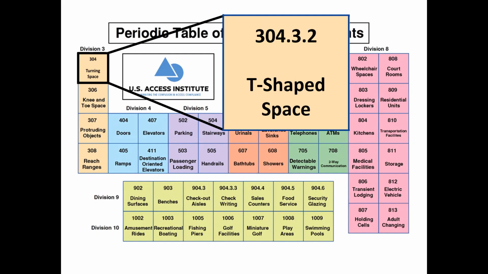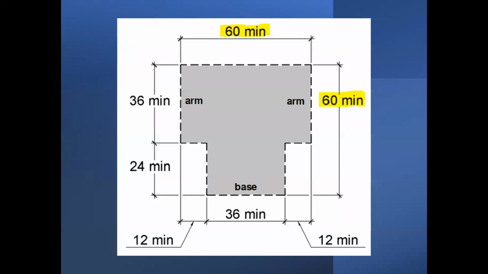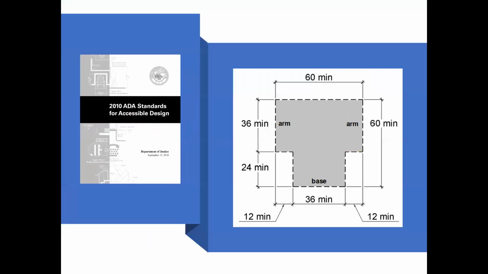Next, we go to section 304.3.2 on T-shaped turning spaces, and it reads, the turning space shall be a T-shaped space with a 60-inch square minimum, with arms and a base 36 inches wide, and each arm of the T shall be clear of obstructions for 12 inches minimum in each direction, and the base shall be clear of obstructions for 24 inches. The space shall be permitted to include knee and toe clearance only at the end of either the base or one arm. This means one arm here, or at the base here, but only in one segment, not all three at once.